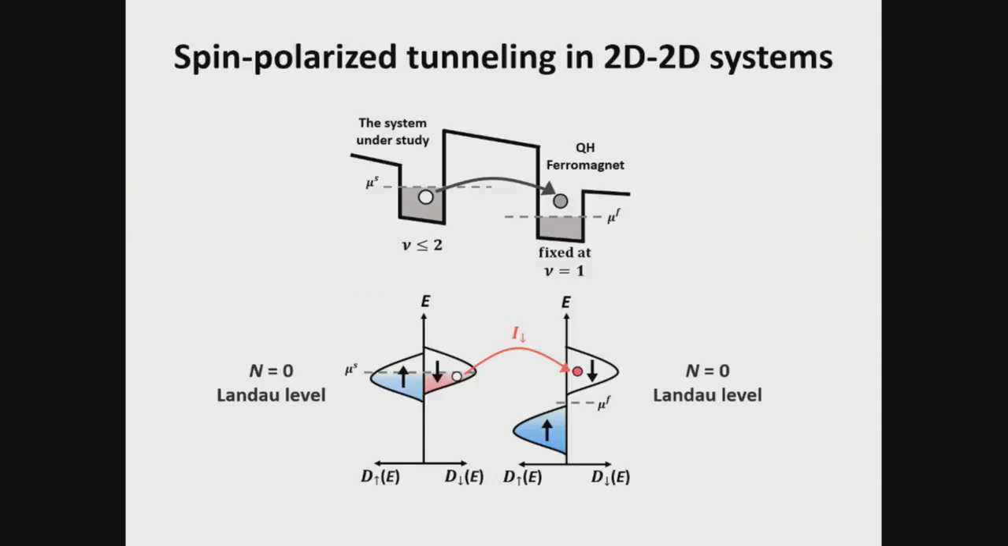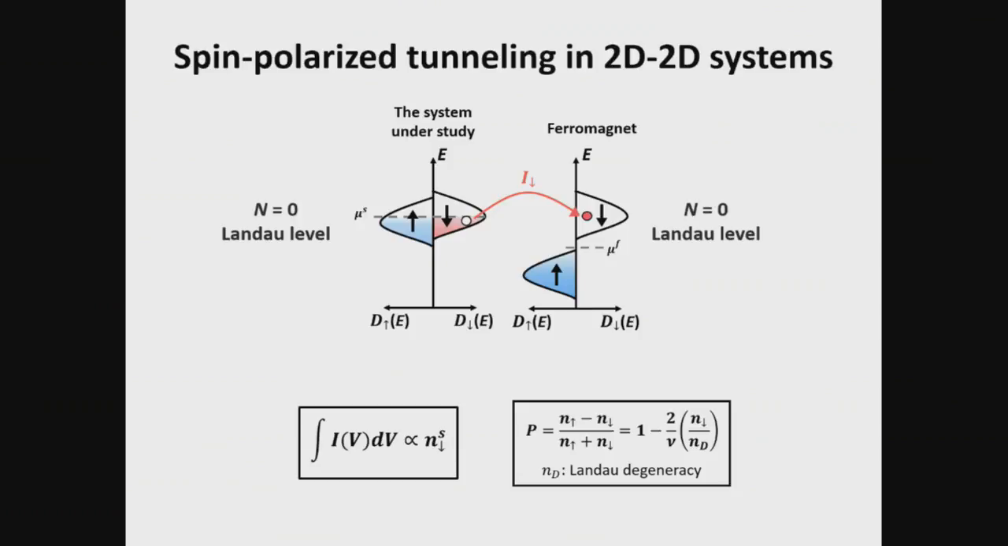In this case, because there are no empty states left for up-spin electrons, only down-spin electrons can tunnel into this ferromagnet. Given the fact that only down-spin electrons are involved in the tunneling process, when you integrate the tunneling current, you get a quantity that is proportional to the down-spin electron density in the system under study. Therefore, we can extract the ground state spin polarization of the system by measuring the integrated tunneling current.